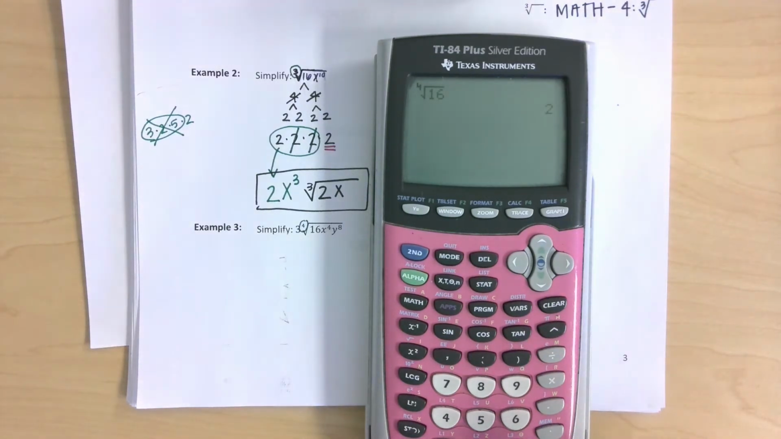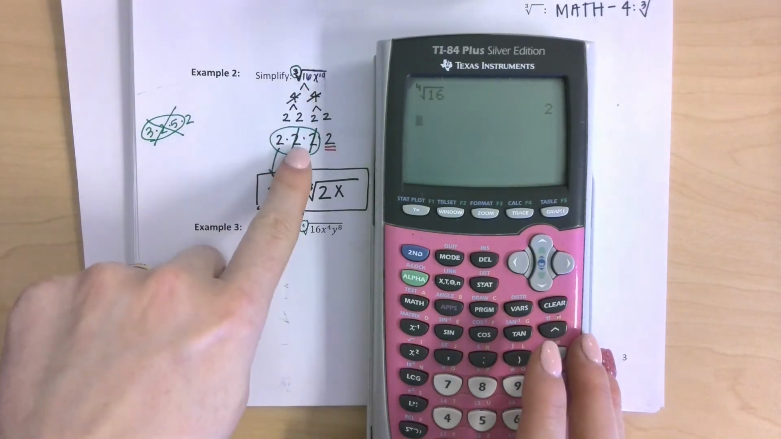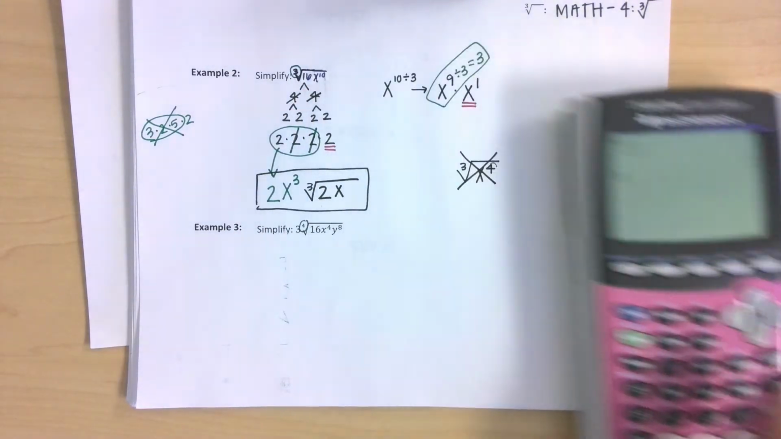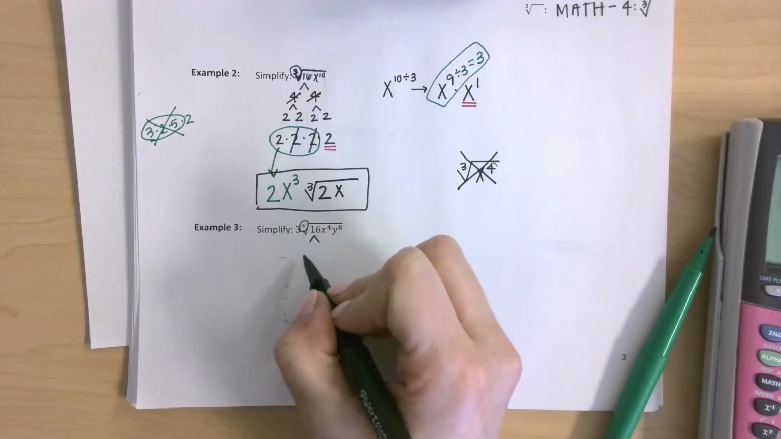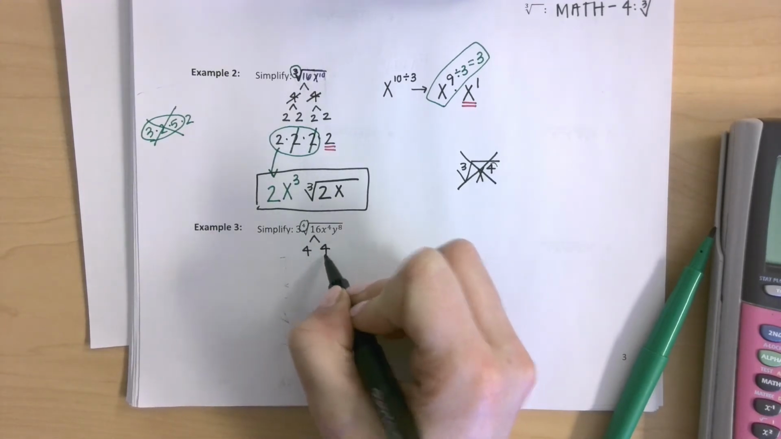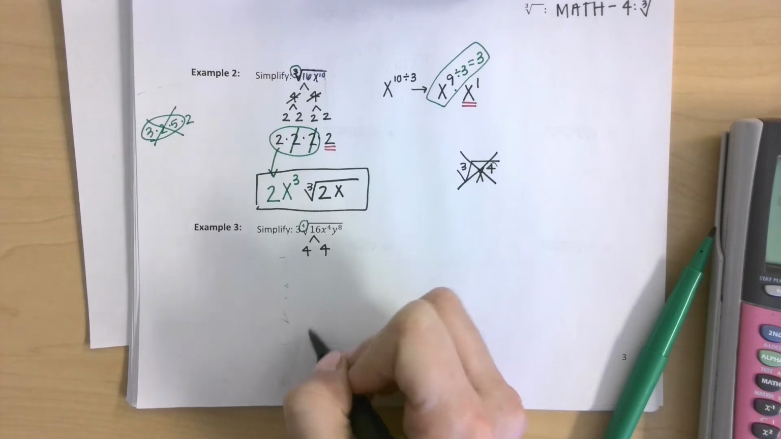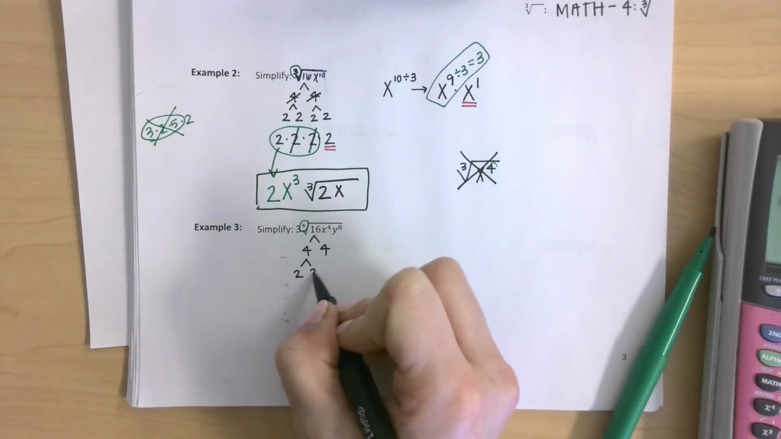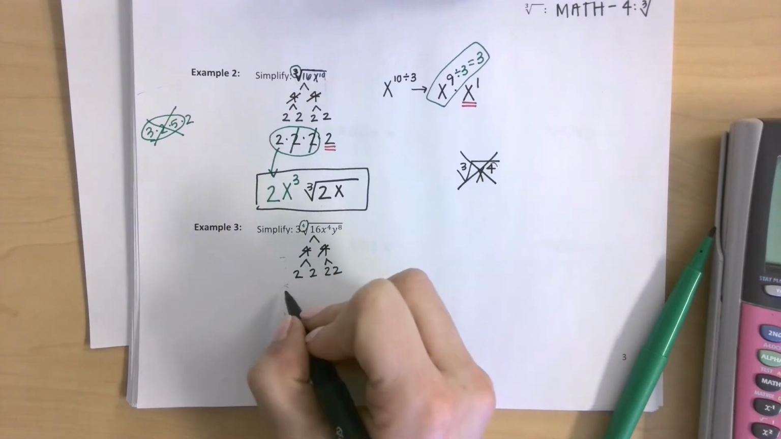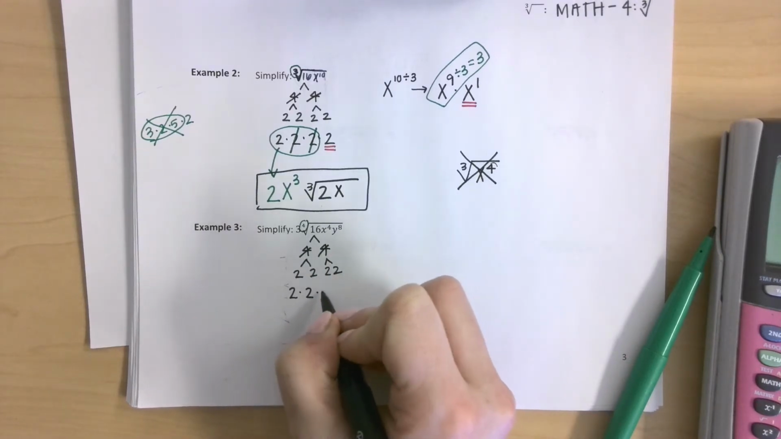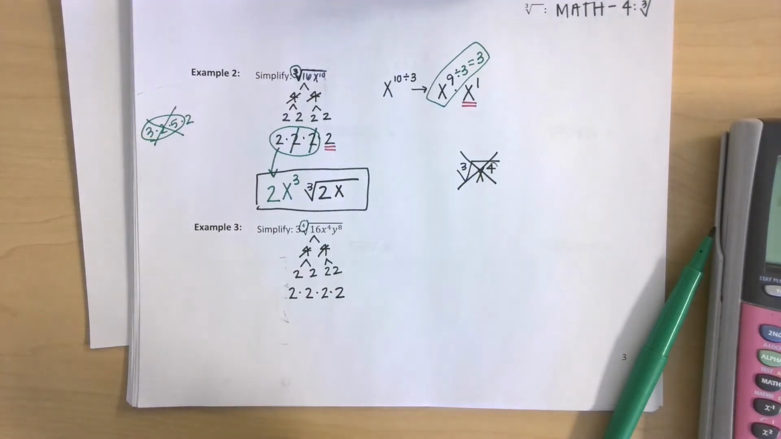Okay, now it does give me 2. I want to show you using this factor tree why it's 2. So I'm going to take 16 and start breaking it down. So I have 4 and 4. 4 times 4 gives me 16. 4s I can break up into 2s. So again, it looks like I have 2 times 2 times 2 times 2.